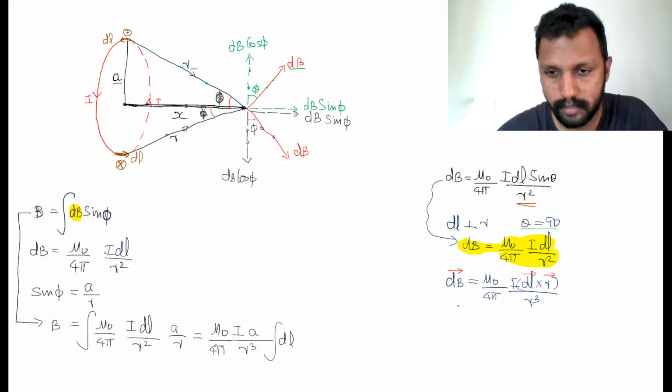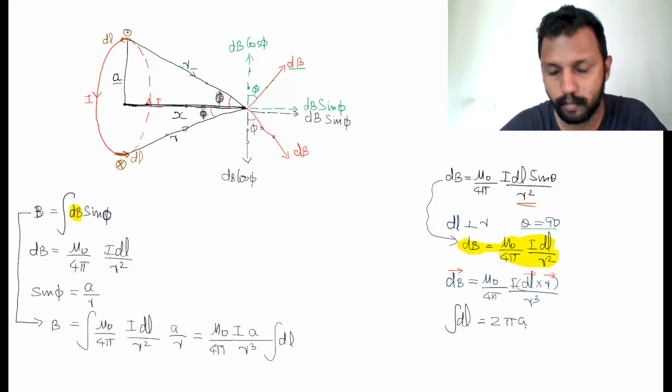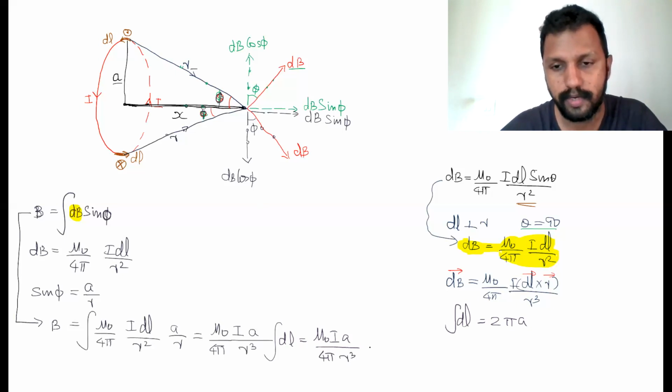Total length of the loop means, let me write integral of dl, it is the circumference of the loop. Therefore, is it 2 pi r or 2 pi a? Look at the diagram and say. It is 2 pi a, since the radius of the loop is a in this situation. Therefore integral of dl is the circumference of the loop, that is 2 pi a. Then we could write mu 0 I a divided by 4 pi r cube, and instead of integral of dl, we write 2 pi a.